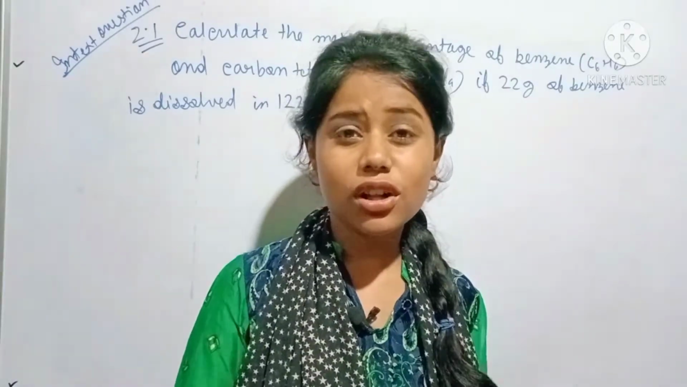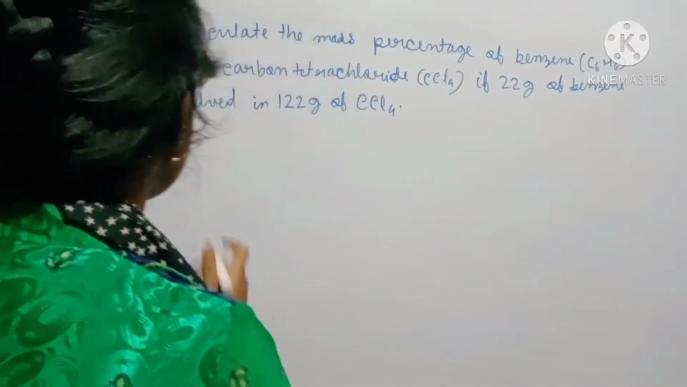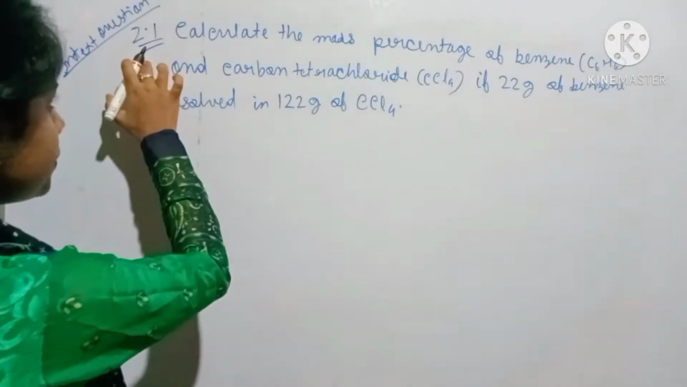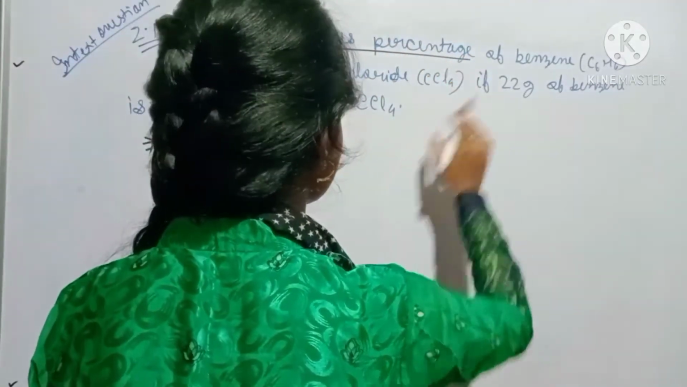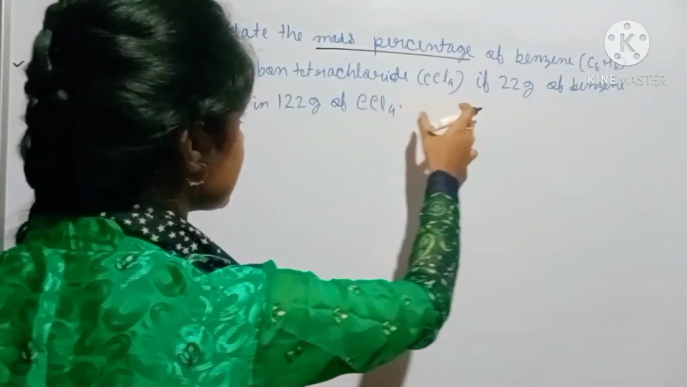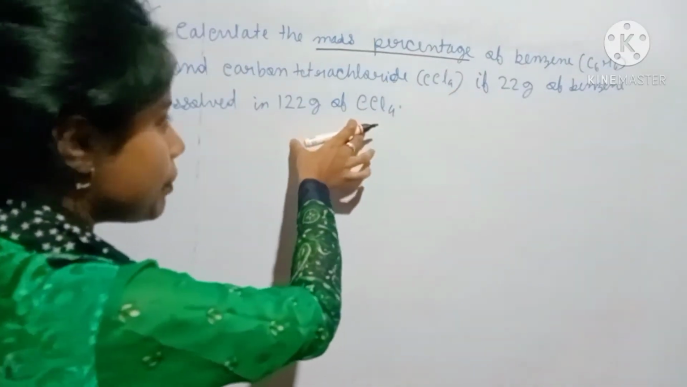Today I am going to solve all the questions of the intext questions. Okay, it's question number 2.1. Here we have to calculate the mass percentage of benzene and carbon tetrachloride if 22 gram of benzene is dissolved in 122 gram of carbon tetrachloride.